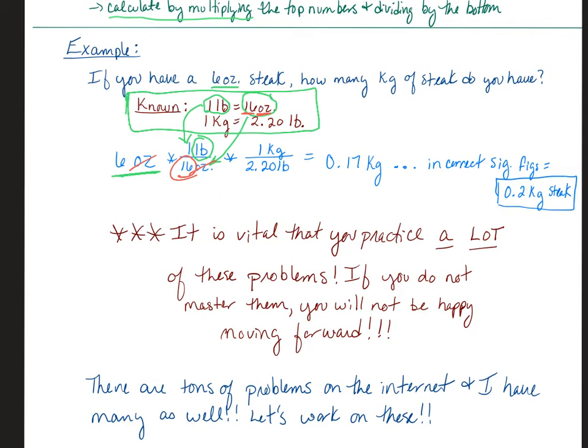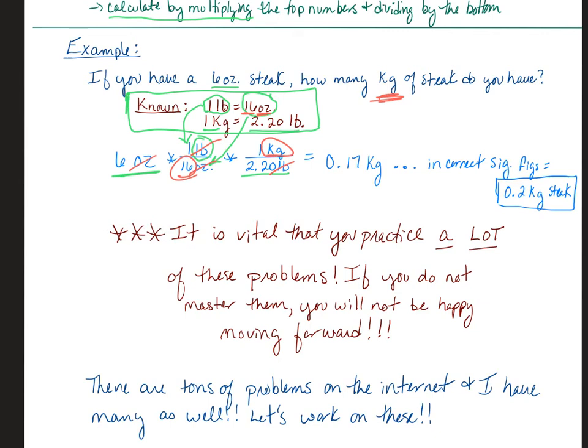So in this case, we have 1 pound, and we have an equality here that 1 kilogram is equal to 2.2 pounds. Well, if my pound is on the top, I now want to put it down here on the bottom. Because if I put it on the bottom, they cancel out. So I get out of pounds, and my unit is now kilograms. Guess what? That's what we want. That's our unknown. That's perfect.